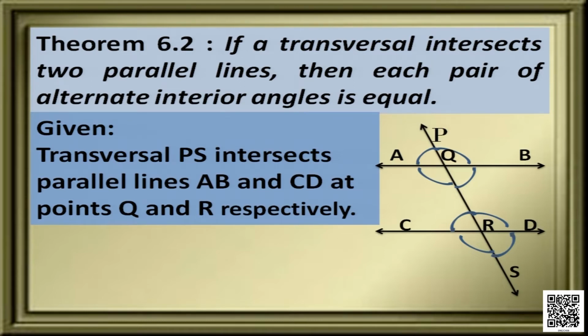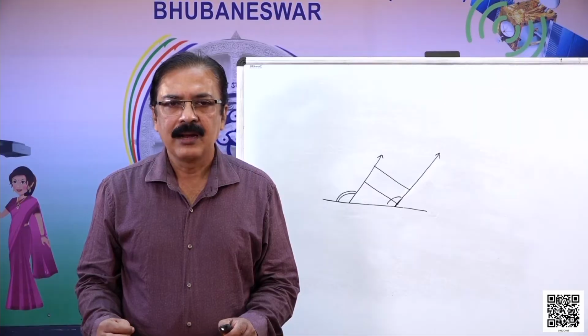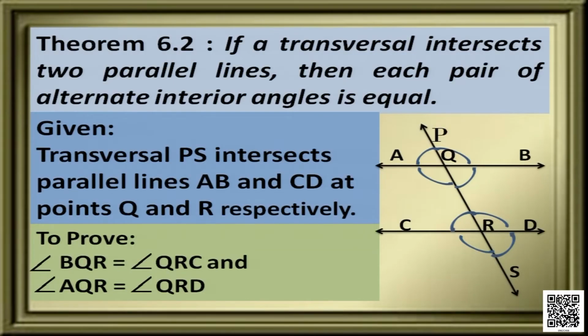From this, what to prove? Which part is the proof? Then each pair of alternate interior angles is equal. This part is the to-prove section. So we can say that angle BQR is equal to angle QRC, because, as you see, BQR and QRC are alternate interior angles. Similarly, AQR and QRD are also alternate interior angles. We have to prove that these pairs of interior angles are equal. Now let's see how to prove it.